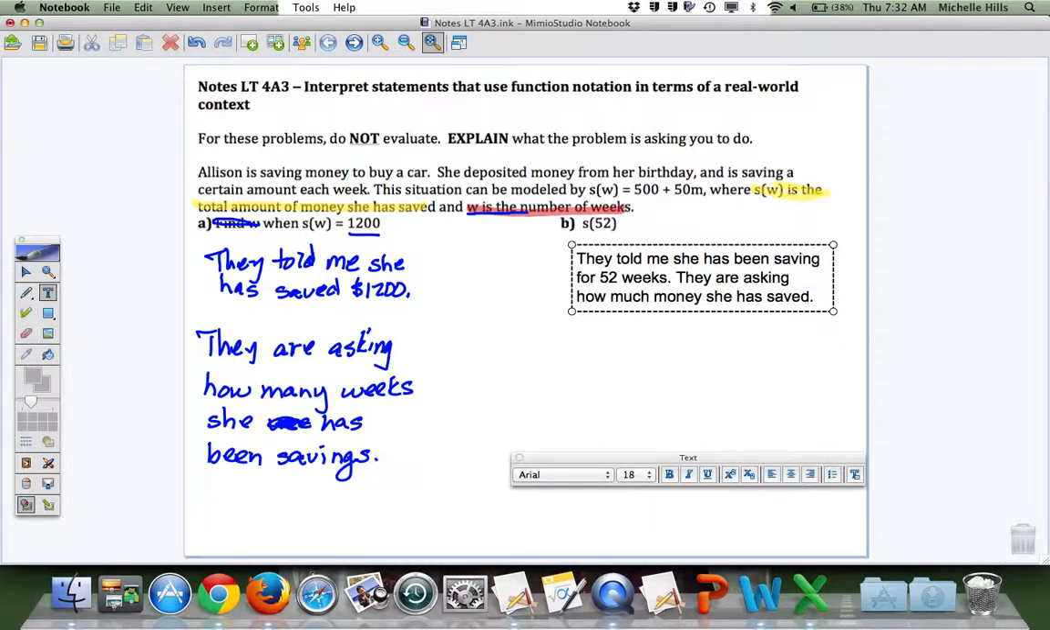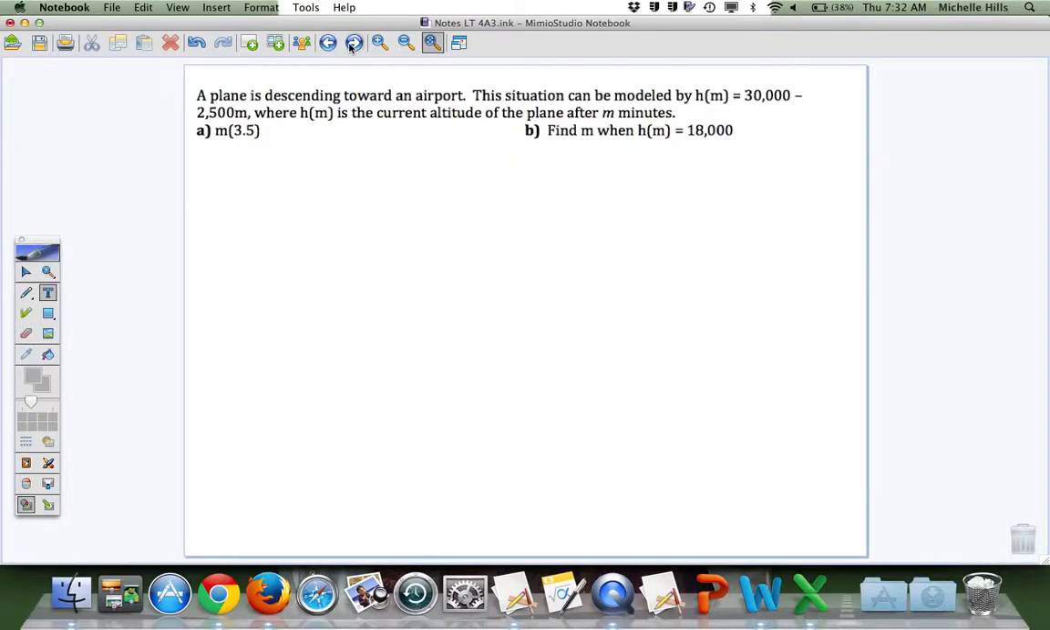So what did they tell me? Make sure I use the number and the units. What are they asking? Now, this is a mistake. It should be h of 3.5. But one of my variables stands for the current altitude of the plane, and one stands for the number of minutes. Now, it doesn't say, but this altitude would be in feet. That doesn't really look like an F, but it's supposed to be.